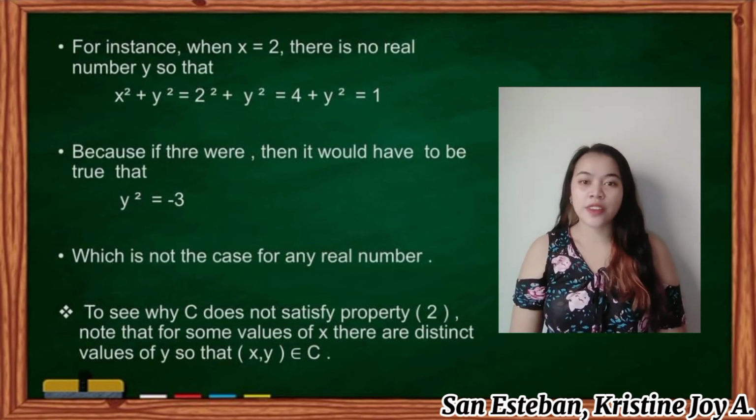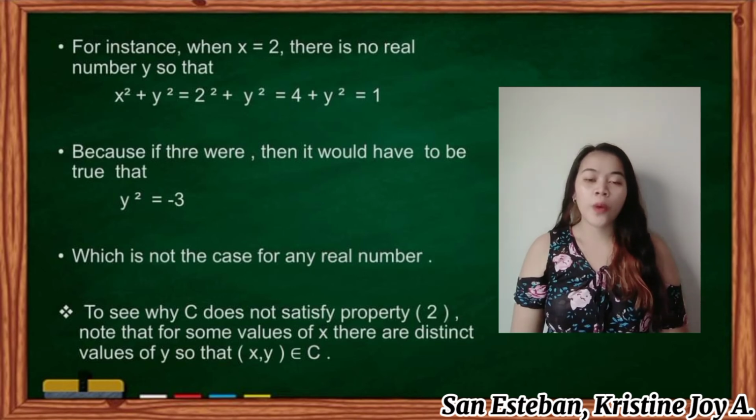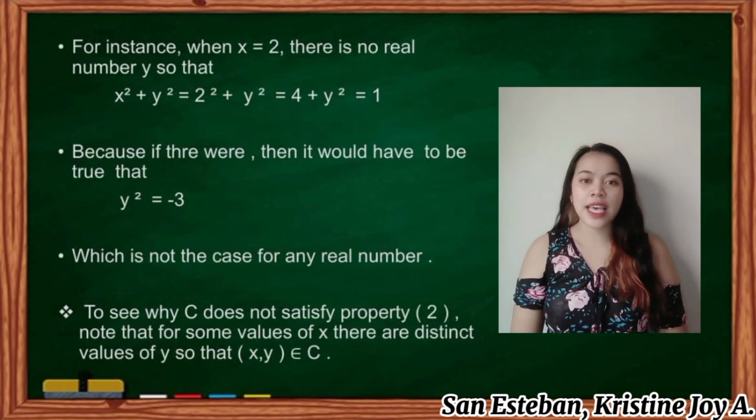For instance, when x equals 2, there is no real number y so that x squared plus y squared equals 1, because 2 squared plus y squared equals 4 plus y squared equals 1. If there were, it would have to be true that y squared equals negative 3. To see why C does not satisfy property 2, note that for some value of x there are distinct values of y, so that (x, y) are elements of C.